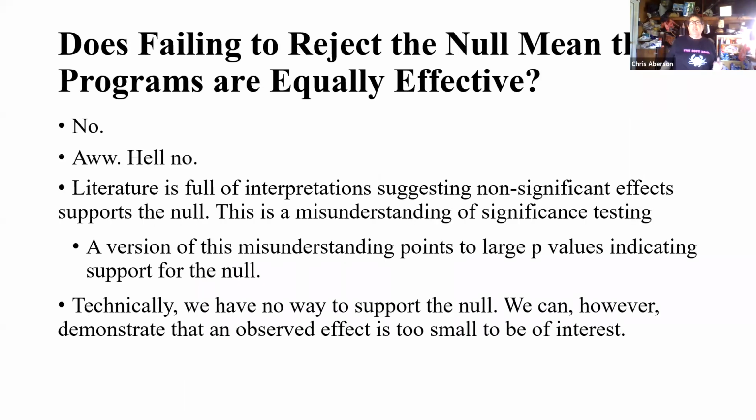Is that evidence? Does failing to reject mean that the programs are equally effective? Definitely not. Or as I've written here, oh, hell no. The literature is full of interpretations suggesting non-significant effects support the null. That's a misunderstanding of significance testing. Just because you see it in print doesn't mean that it's right. Another interpretation is that sometimes you'll see people pointing to large p-values as indicating support for the null. Again, a large p-value doesn't tell you anything. We have no way to support the null using the procedures that we typically use, but that doesn't mean that there are other approaches out there.